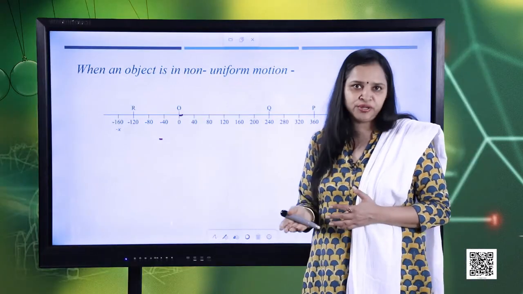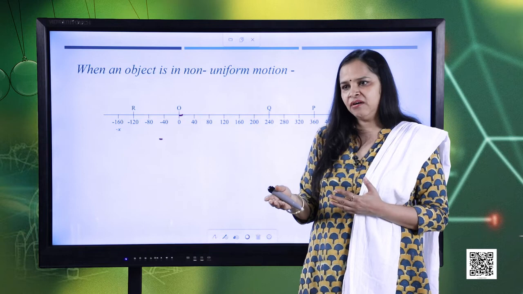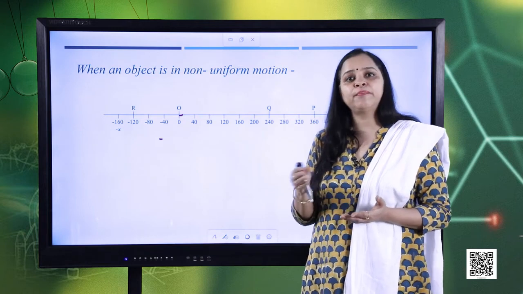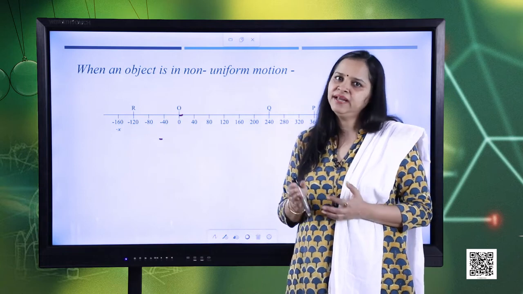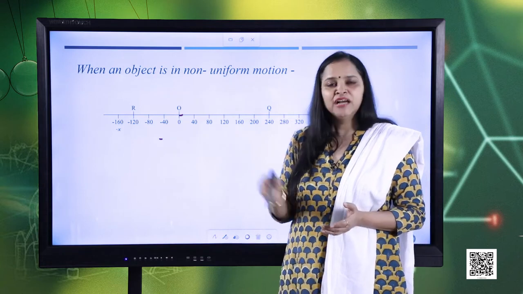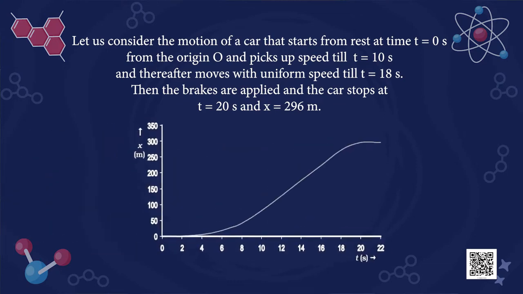That travels with a non-uniform motion. Why non-uniform motion? Because sometimes the driver has to apply the brakes, sometimes it accelerates, so the motion is actually non-uniform motion. Now let us see graphically how we can plot it. For this I consider a situation.